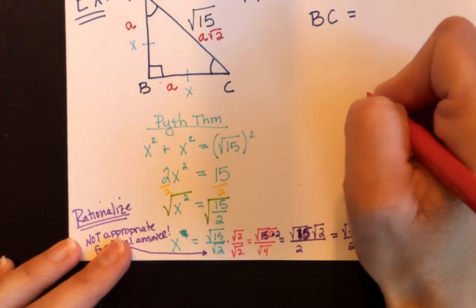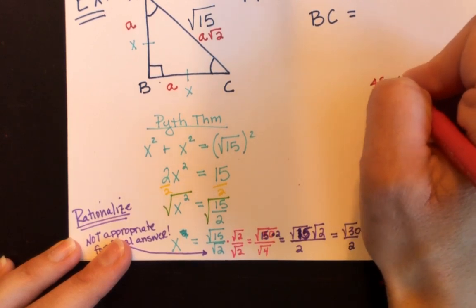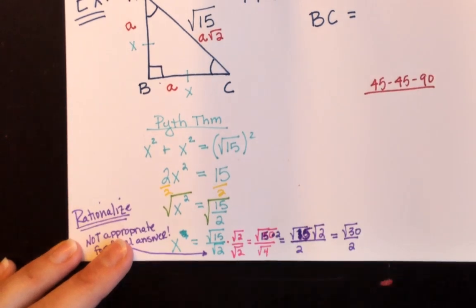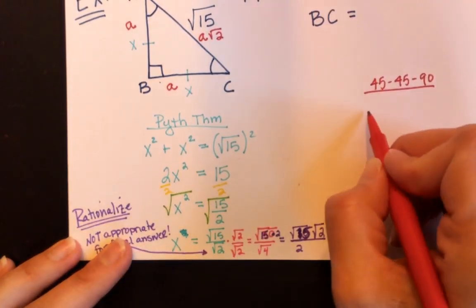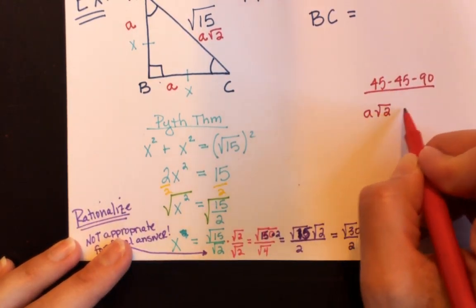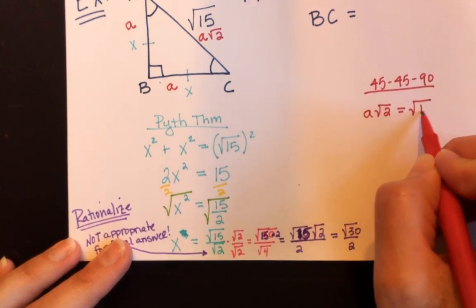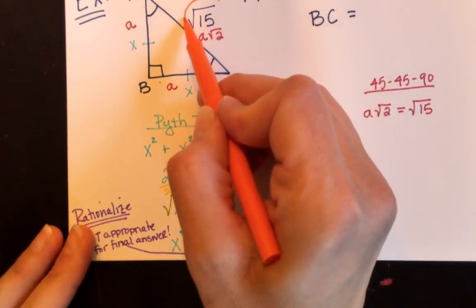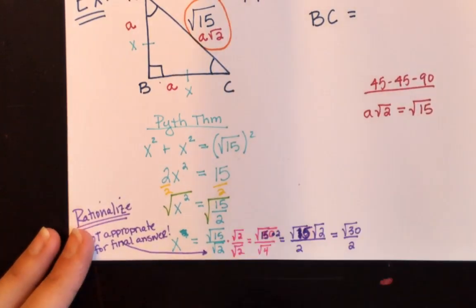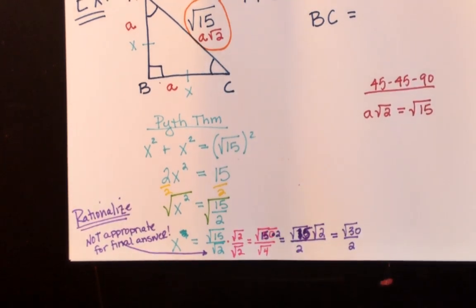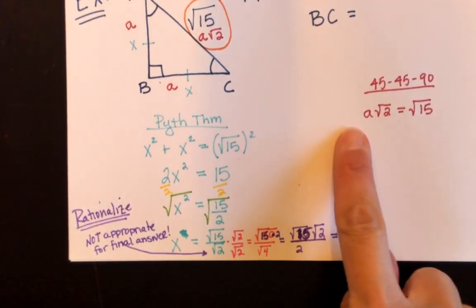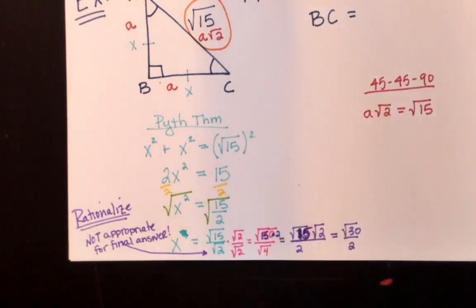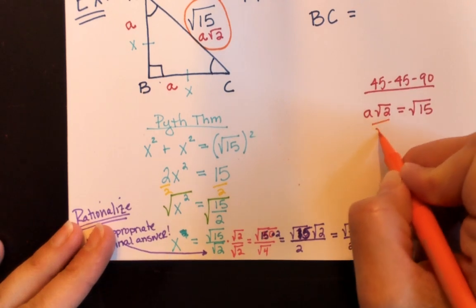So using our 45, 45, 90 process, I can set these two equal to each other right away. A radical 2 would equal radical 15. Again, the side with the formula and the side with the value, they get set equal to each other. So right away, we are at this division, and we're going to divide both sides by radical 2.